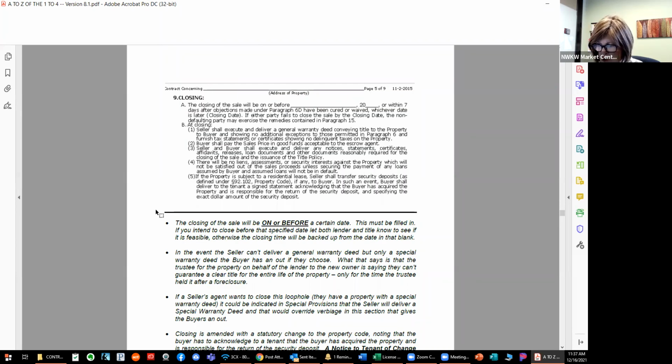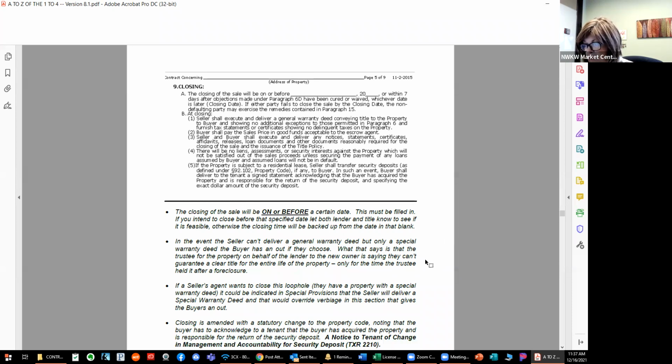Number 9 is closing. Let's see how we're doing for time. We're doing okay. Closing. The closing of the sale will be on or before blank 20 blank, or within 7 days after objections made under paragraph 6D have been cured. So it says, and that's really key, on or before. If it's after that date, you better have an amendment saying it's going to be after that date that everybody's agreed to. So I've got that note.